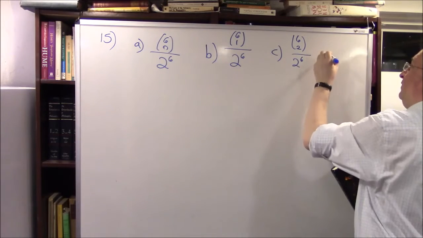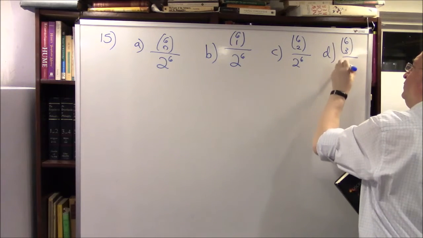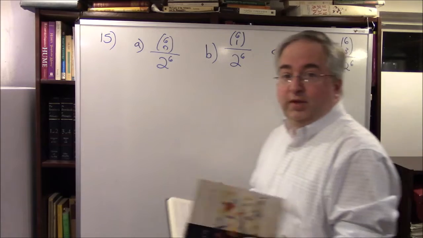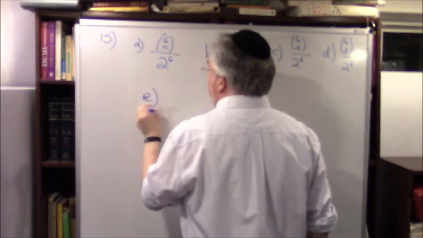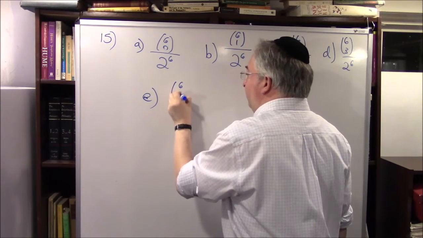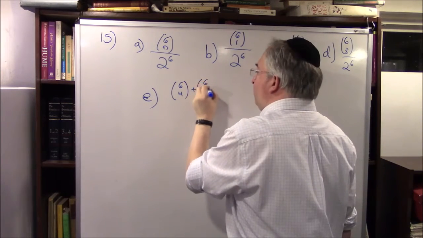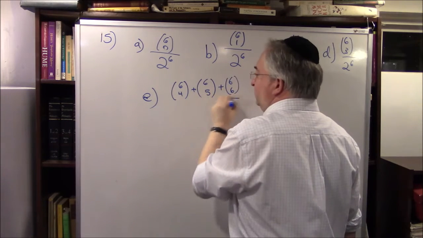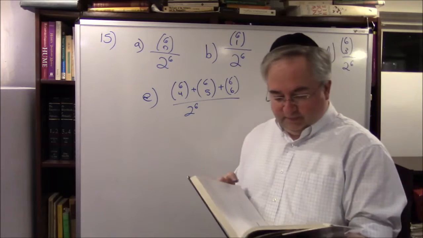3 heads. 6 choose 3 over 2 to the 6. Finally, E. More than 3 heads. Well, how many heads could you have? What could I have? I could have 4 heads, plus 5 heads, or 6 heads. That's pretty simple.